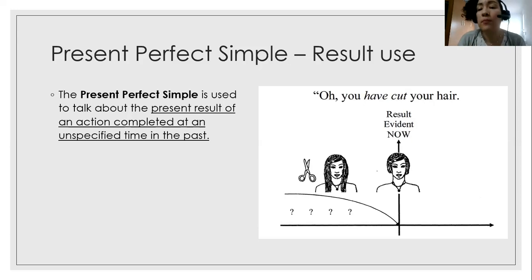Here is the example. Oh, you've cut your hair. Okay, I can see that your hair is different. I don't know when you cut your hair exactly, but I know it was recent. Another example might be, oh, you've broken your leg. What happened? Okay, so you can see there is a problem with the person's leg, but you don't know when it happened. You know that there is an effect or a result in the present moment, but you don't know when that occurred, okay? So that is the result use.